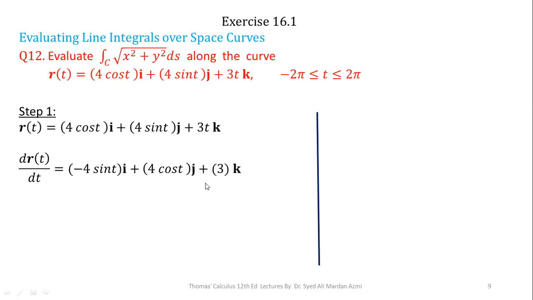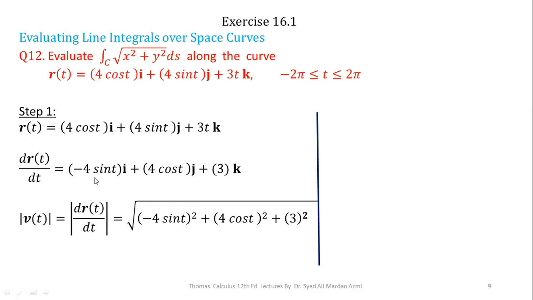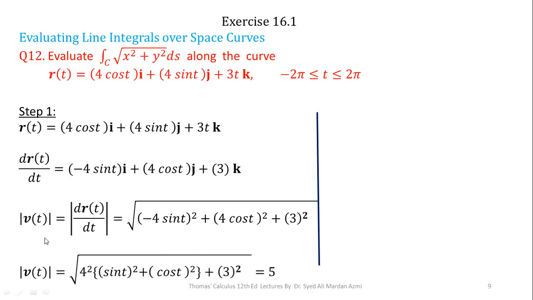In the next step, we'll calculate mod v of t. So the square root of i coefficient square plus j coefficient square plus k coefficient square will give us mod v of t. Making the simplification, in the first two terms we can take 4 square outside. So we have sine square of t plus cos square of t, and sine square of t plus cos square of t is equal to 1. So we have 4 square plus 3 square. 4 square is 16 and 3 square is 9. 16 plus 9 is 25, and the square root of 25 is 5. So we have completed step number 1.